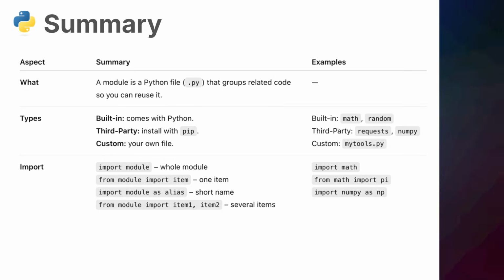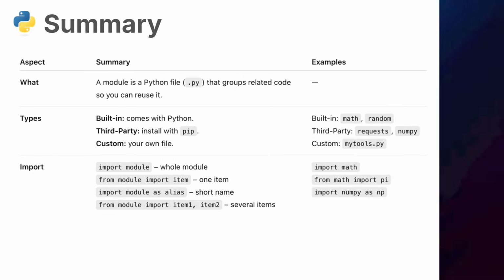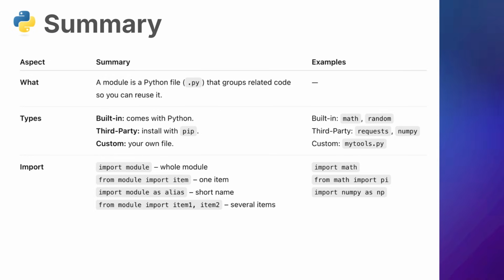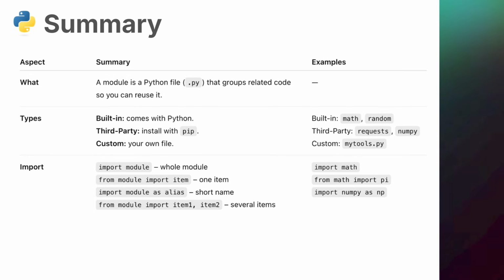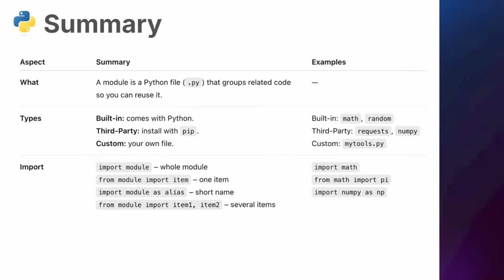You also saw the different ways to import modules. You can bring in the whole module with import module, bring in specific items with from module import item, use an alias with import module as alias, or bring in several items at once with from module import item1, item2. With these tools, you can save time, keep your code organized, and make your programs much more powerful.